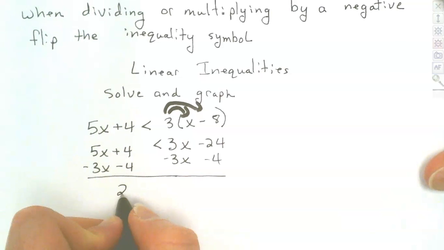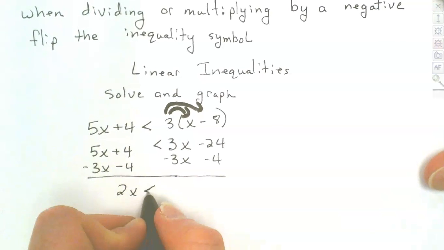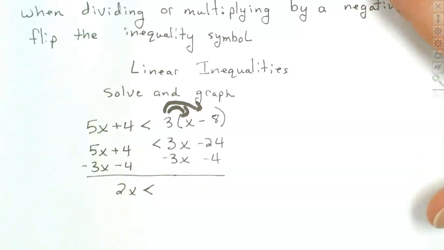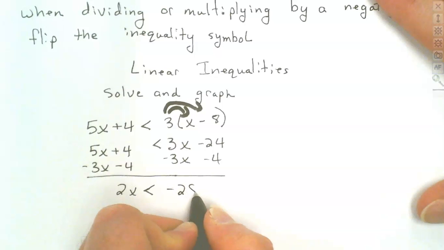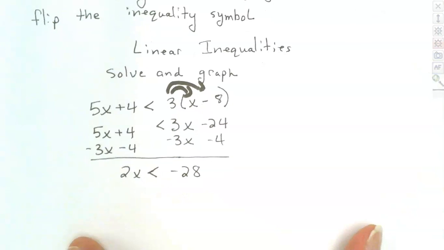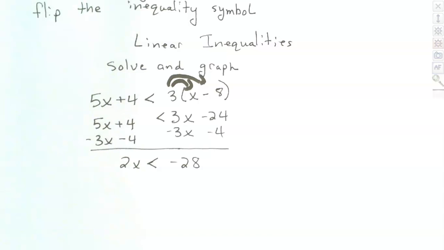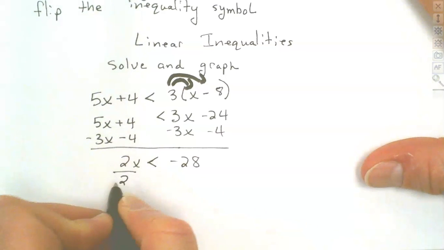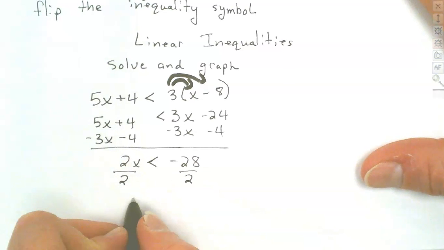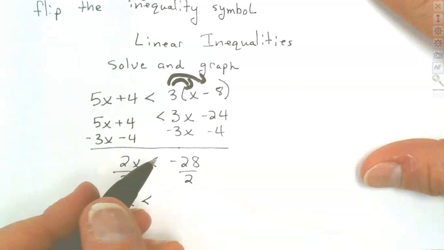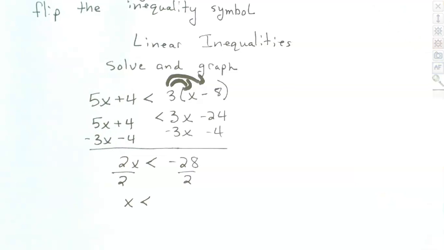That leaves you then with a 2x. Inequality symbol stays the same. Minus 24 minus 4 makes it a minus 28. I haven't switched that inequality symbol. Why not? Did we ever divide by a negative number? Nope. We're going to divide by 2, still going to keep it the same way because we're dividing by a positive 2. And 28 divided by 2, that should be a 14, so that's going to be a negative 14.